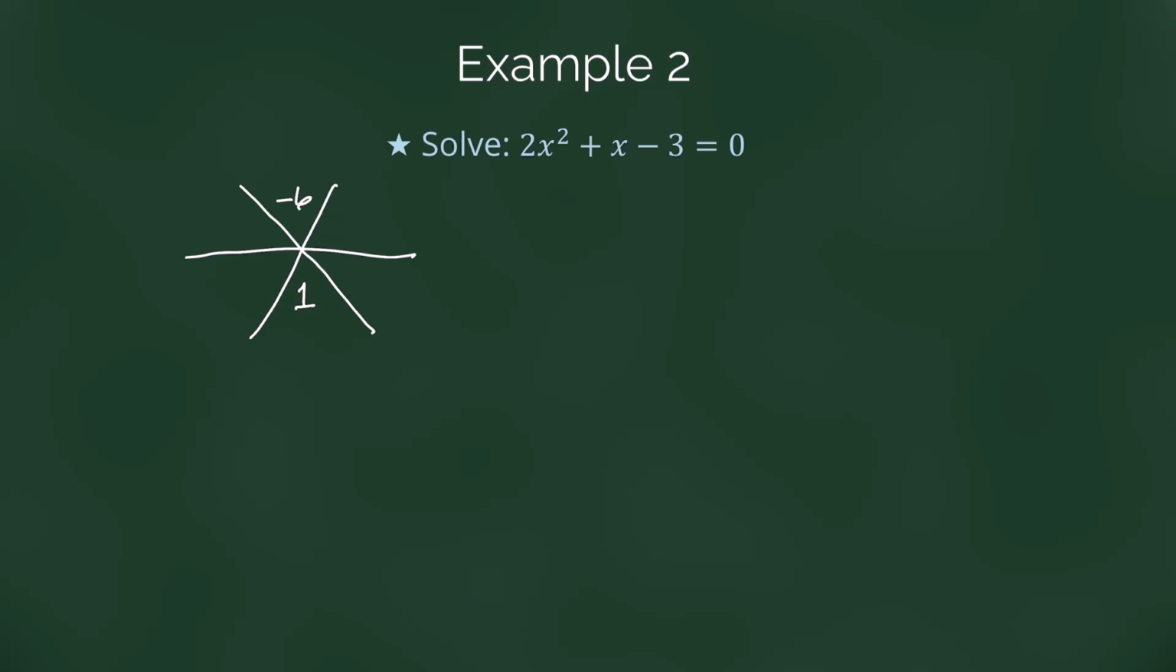So factors of negative 6, we can have 1 and negative 5. Nope. 1 and negative 6, or we could have negative 1 and 6, but those don't add up to be 1. We could also have 2 and negative 3, or negative 2 and 3. That pair adds up to be positive or negative 1. So we actually want this pair, which adds up to be negative 2 plus 3 is positive 1. So we're going to write negative 2 and 3 here.